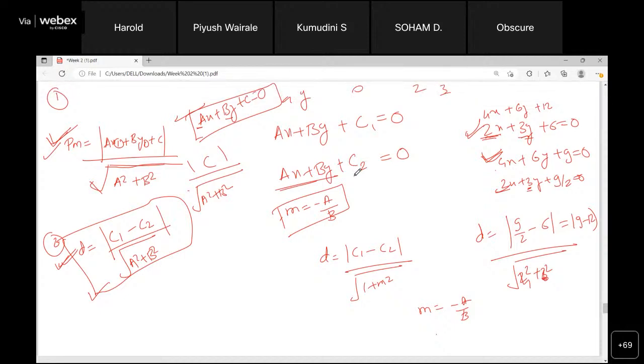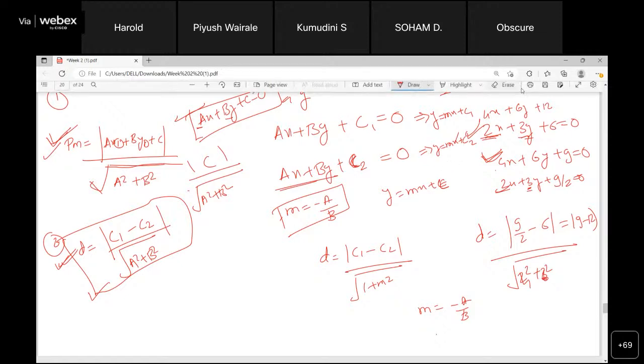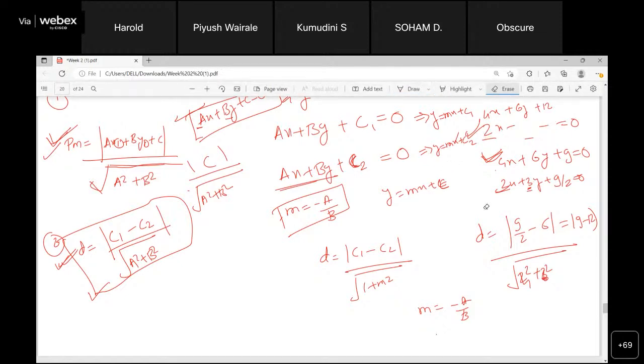And if I compare with y equals mx plus c, remember this c is small c and this one is capital C. I can bring this equation like this also, mx plus c, and here also mx plus c, where the m are the same. This one is small c1, this one is small c2. Are you getting it? Yes, sir.